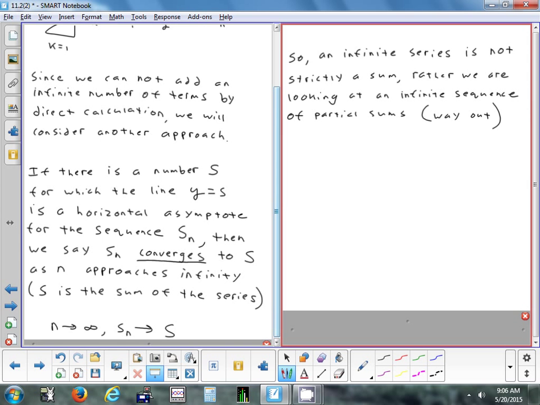Just to make it clear for anyone who wasn't here yesterday, this is how we write partial sums.